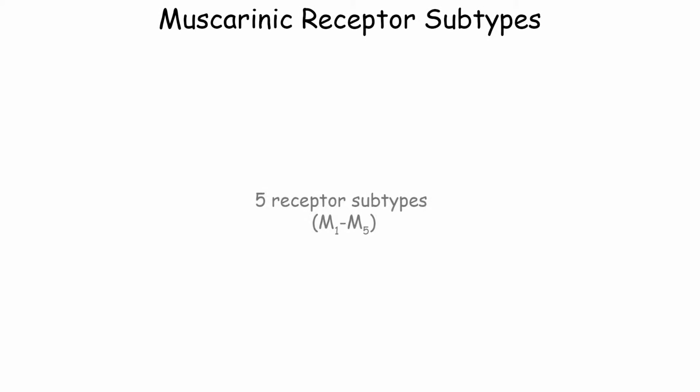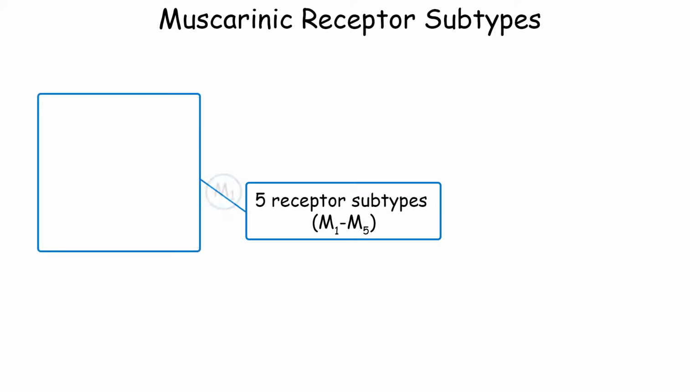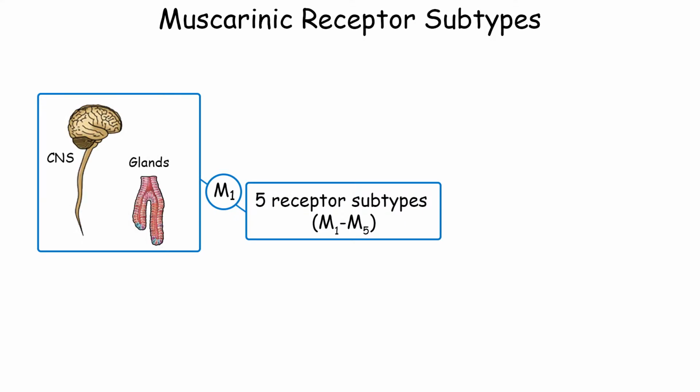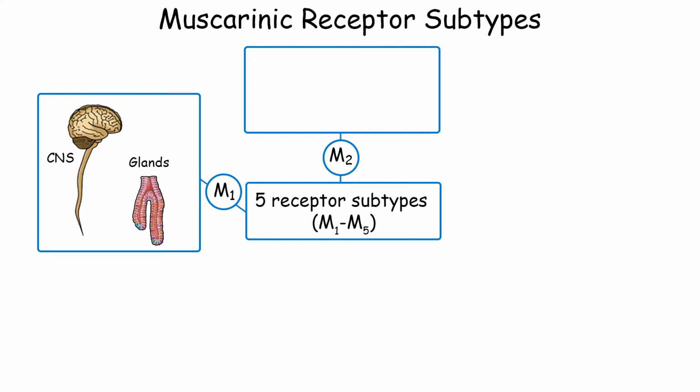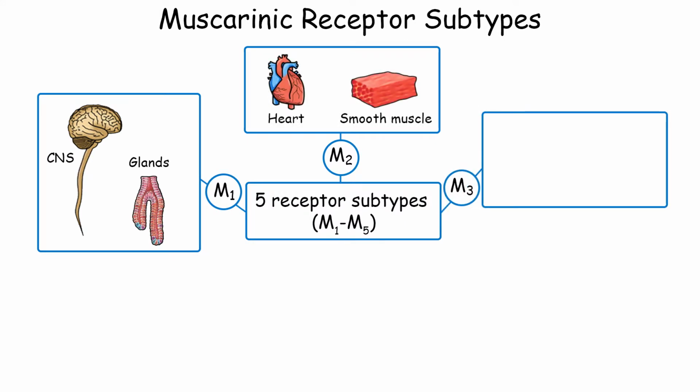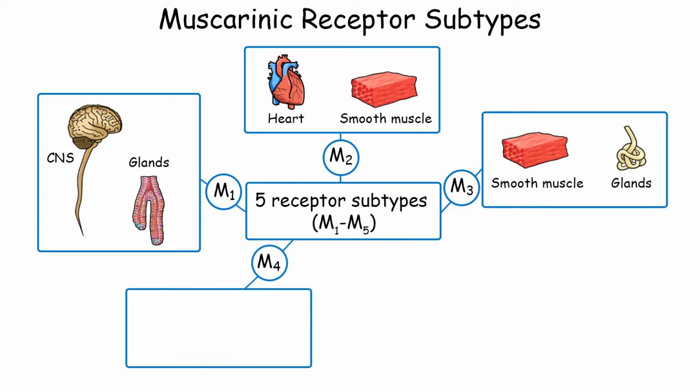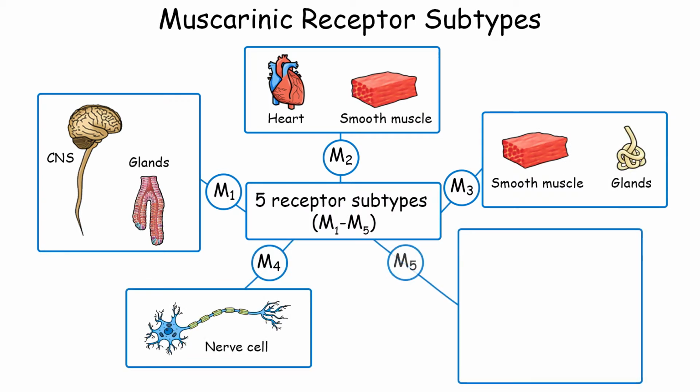There are 5 muscarinic receptor subtypes, M1 to M5. They couple to different G proteins and have different distributions in the body. The M1 muscarinic receptor can be found in glands and the central nervous system. M2 receptors are distributed throughout the heart and smooth muscle. M3 receptors can be found in smooth muscle and glands. M4 receptors are distributed throughout nerve cells, and M5 receptors are found in the CNS as well as other areas of the body.